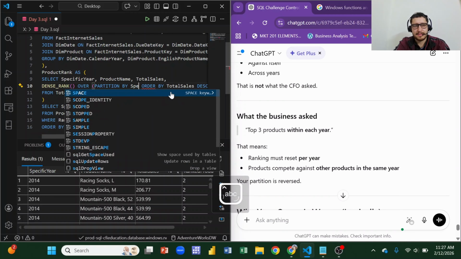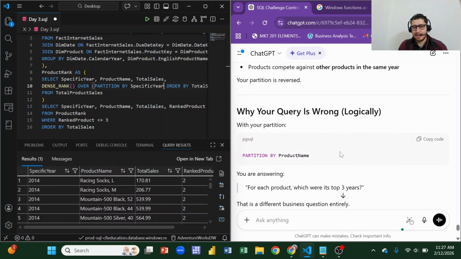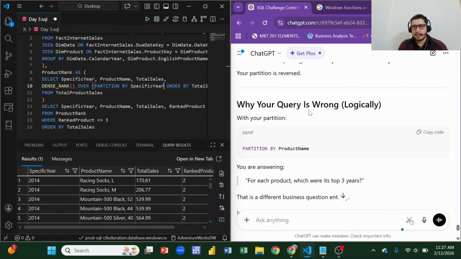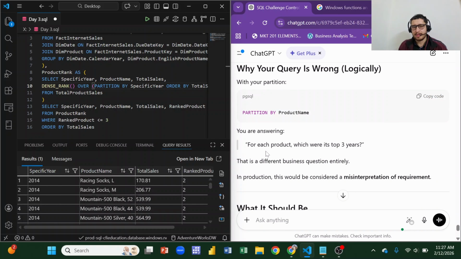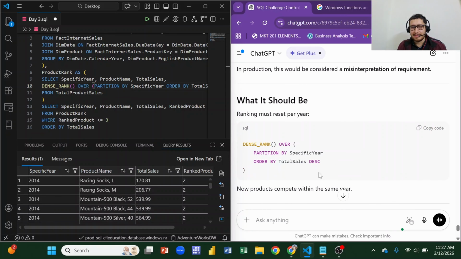A specific year. Okay. I'm not looking down. Now, why is your query wrong logically? With your partition by product name, you're answering for each product which were its top 3 years. This is a different business question entirely. In production, this would be considered a misinterpretation of the requirement. Okay, so I have misunderstood the requirement of the question. What it should be is partition by specific year.